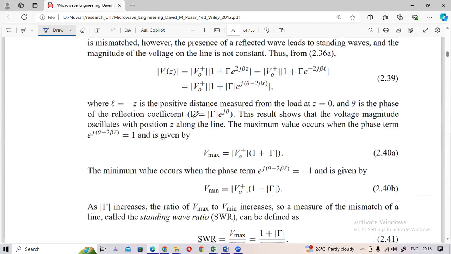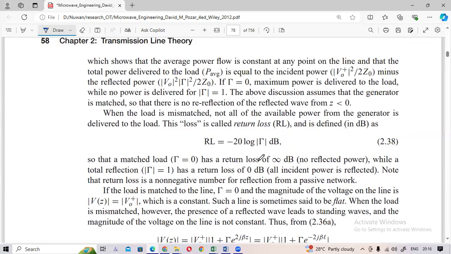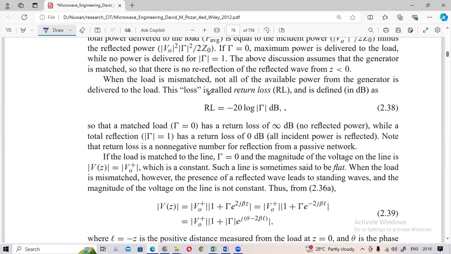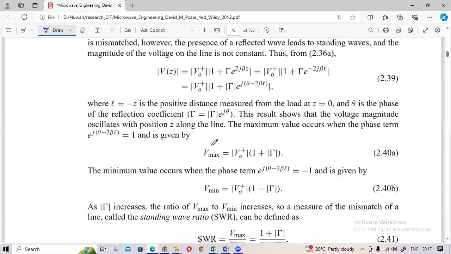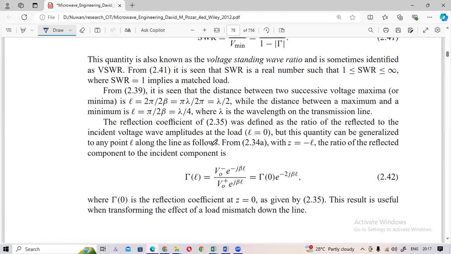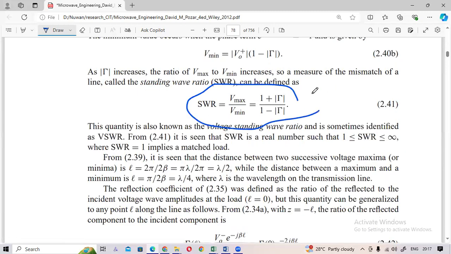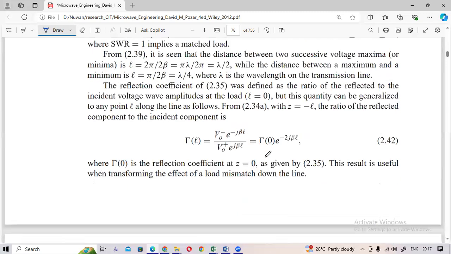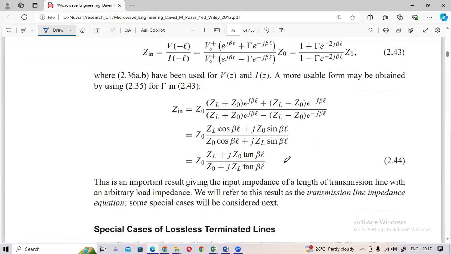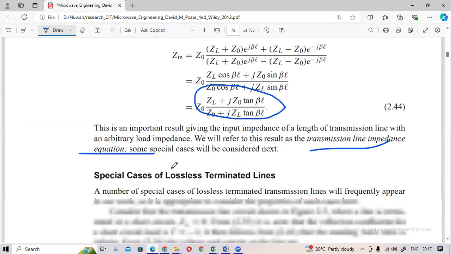Then I think we have discussed return loss, and the terms loss and gain also, as I can remember. Anyway, these are some general terms, so you should be familiar with these things. If you have any problem, you can ask. So this is the VSWR, SWR definition, and the transmission line impedance equation.